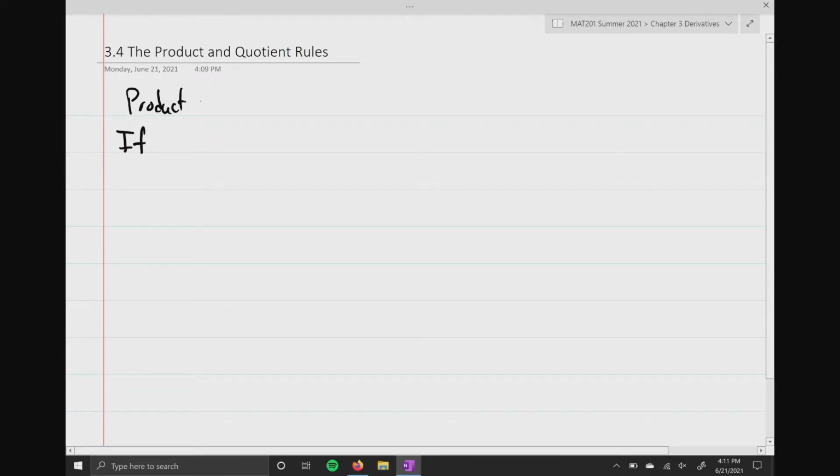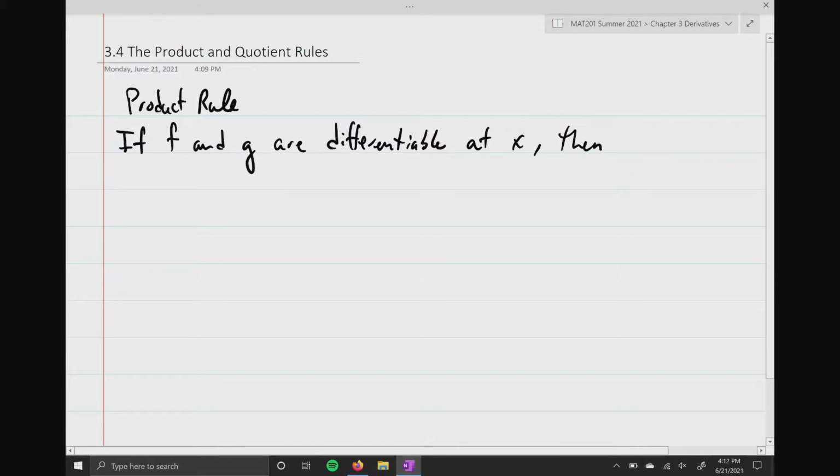So if f and g are differentiable at x, then, and here's our product rule. So we have the derivative of two different functions of x. We'll call the first one f of x, and then we'll call the second one g of x. And remember, they're being multiplied, so that's hence the product rule.